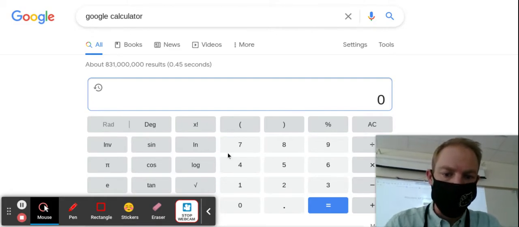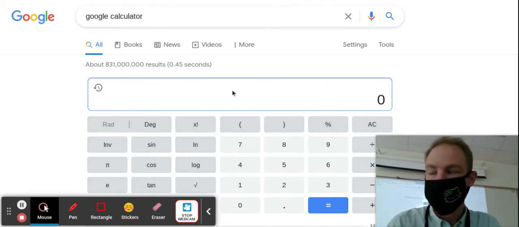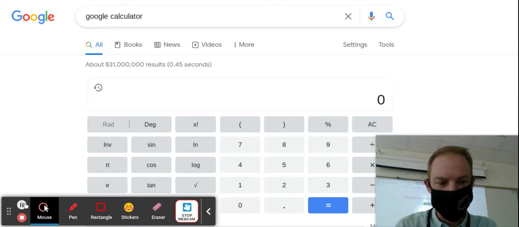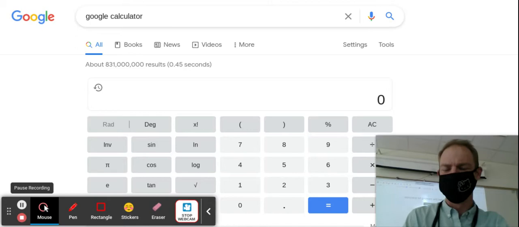So unlike the iPhone, where you would type in 1/2 first, on the Google Calculator, the phone is ringing, of course. Let's pause this. Okay, phone answered.